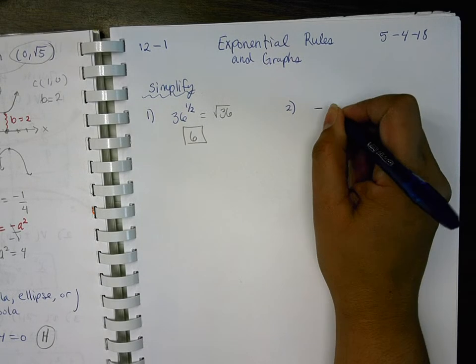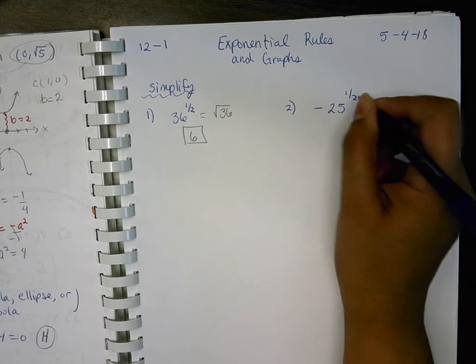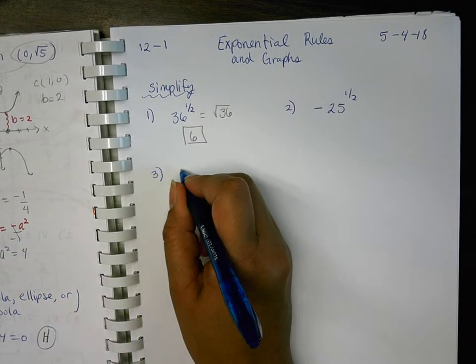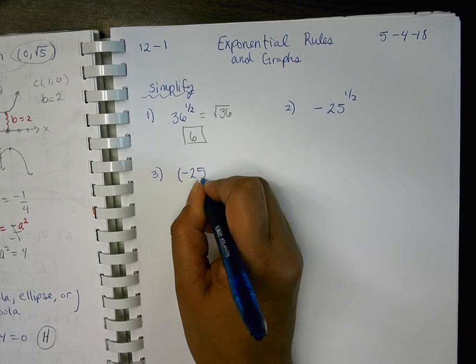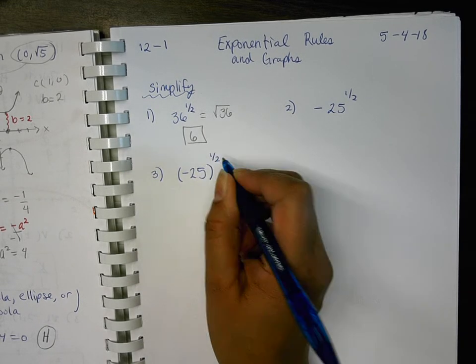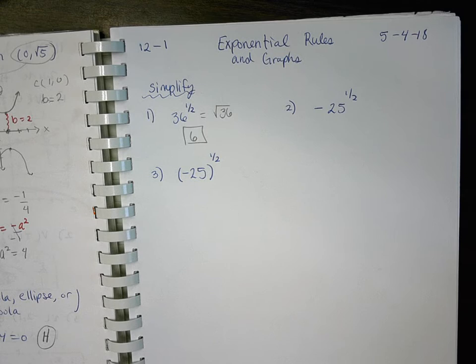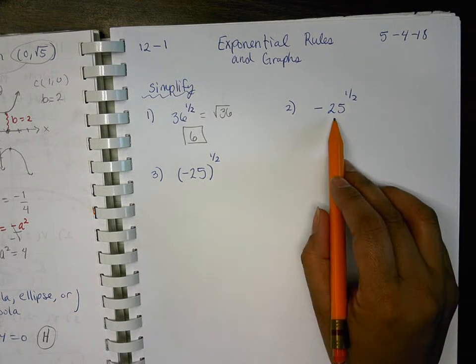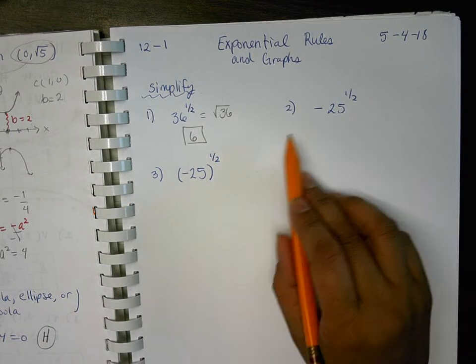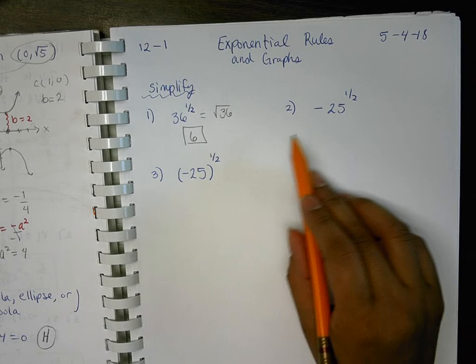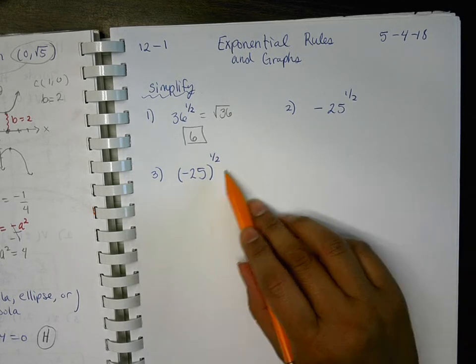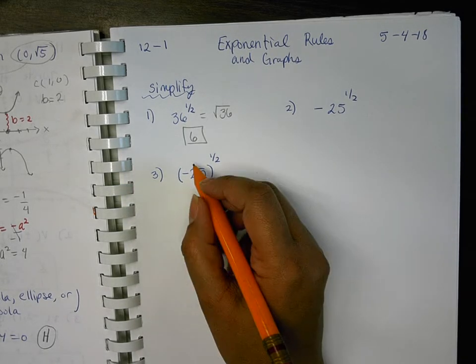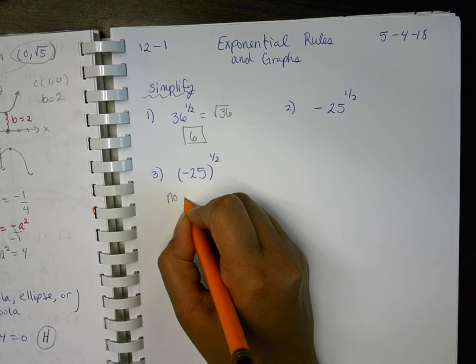2, negative 25 to the 1/2, and I'm going to write 3 down with it, parentheses, negative 25 to the 1/2. And in this unit, we're only working with real solutions. We will not be dealing with imaginaries. So, which one of these has a solution and which one of these has no solution? 3 has no solution, no real solution.